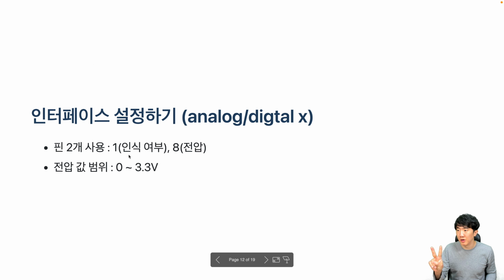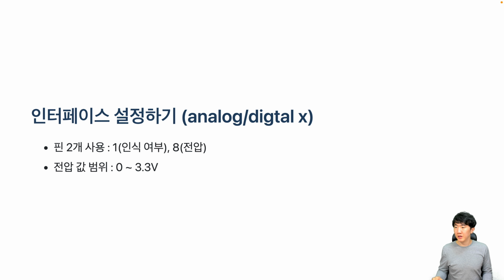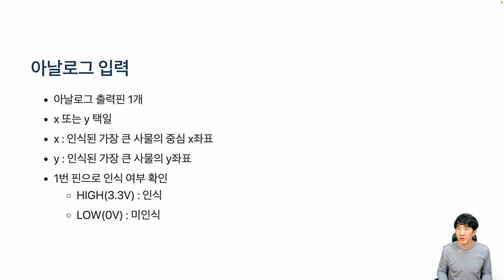As mentioned earlier, pin 8 is for analog output, but we use pin 1 to determine whether recognition was successful or failed. And here the voltage range is set from 0 to 3.3 V. This voltage value is received as an analog input, and with this magnitude we can check the size of the coordinates. The same applies to Y. So, as I mentioned regarding the analog output, there is only one analog output pin, which means you have to choose either X or Y because of this.